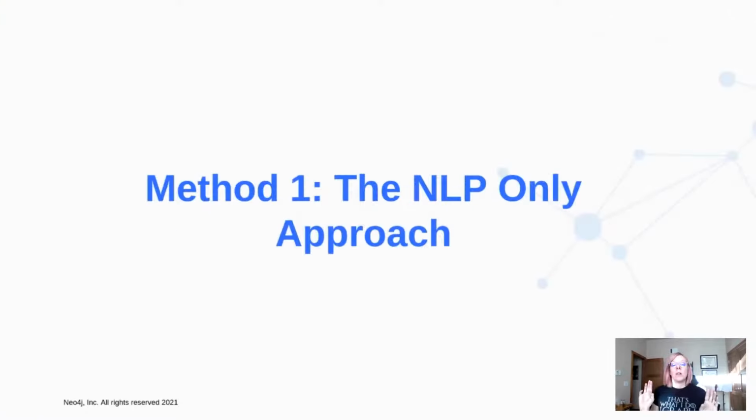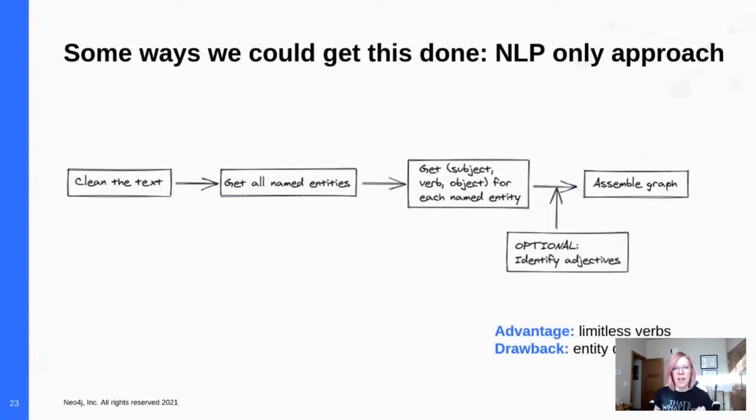Okay, we're going to do two methods today. I mentioned that we were going to use Google Knowledge Graph and we're going to use Wikidata. We're going to start with method one, which I call the NLP Only Approach. Okay, let me tell you what that is.